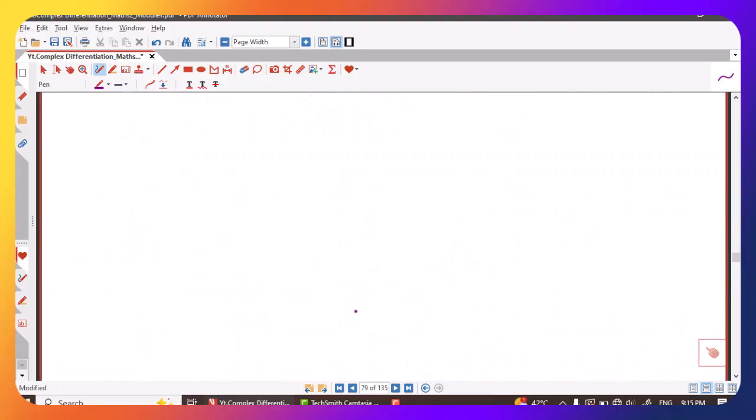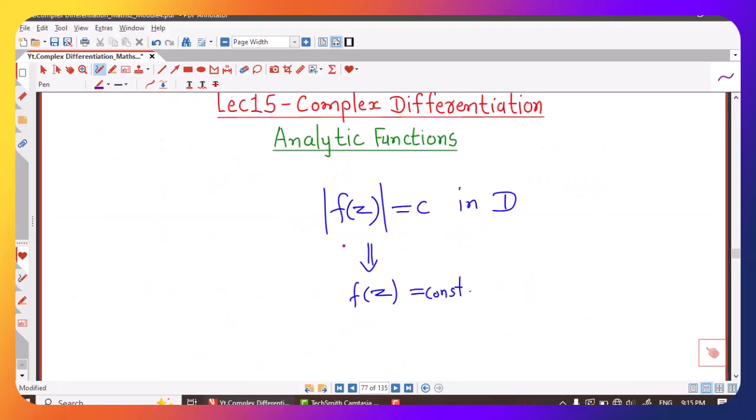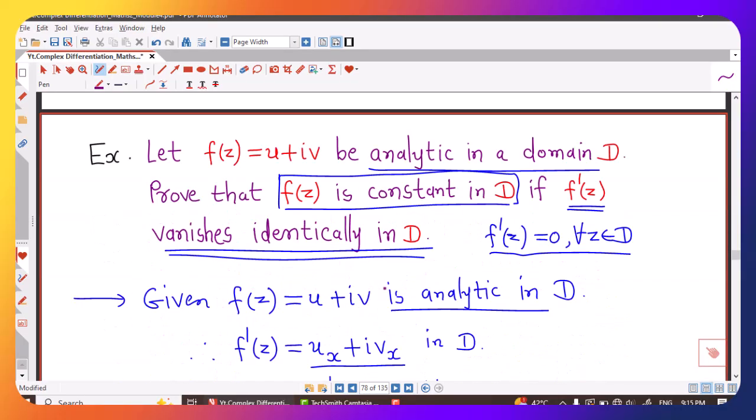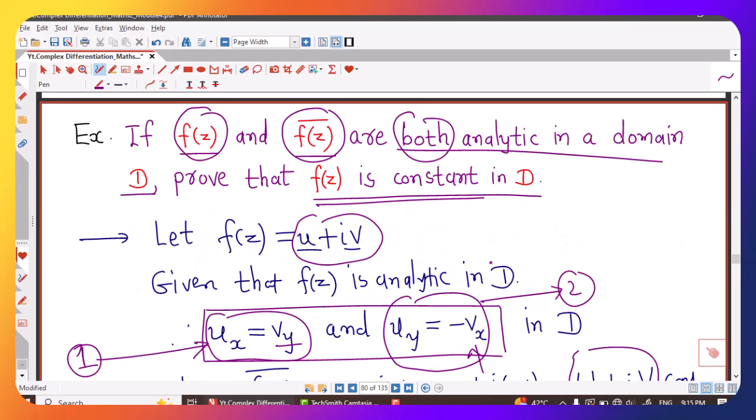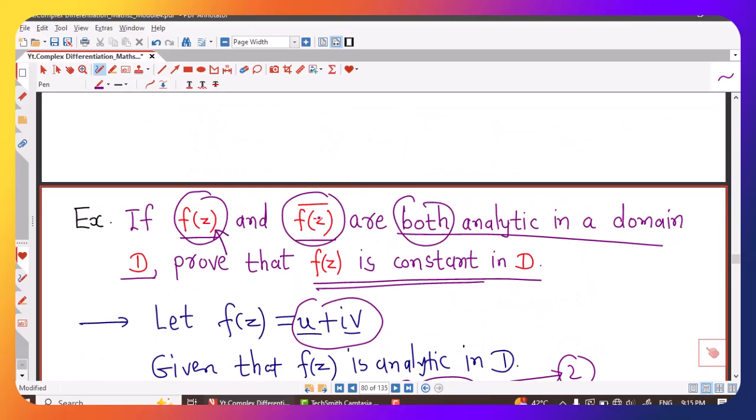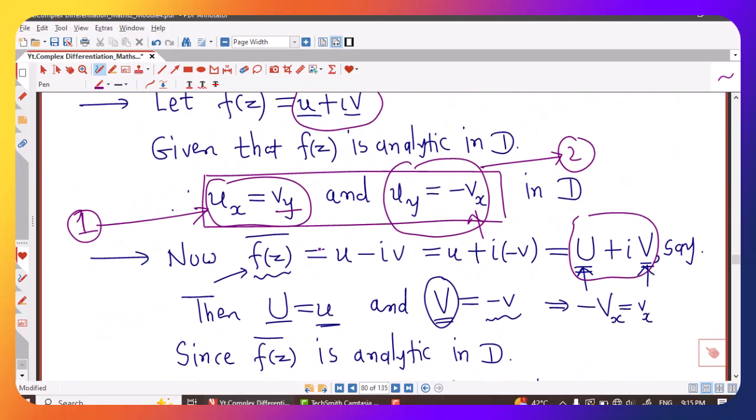So we have proved three properties. First property was that if absolute value of f of z is constant and f of z is analytic, then f of z becomes constant. Second property is if f of z is analytic and if derivative of f of z is 0 for all points in a domain D, then also f of z is constant. And third property we have proved is if f of z and conjugate of f of z are both analytic in a domain D, then also we have shown that f of z is constant in a domain D.